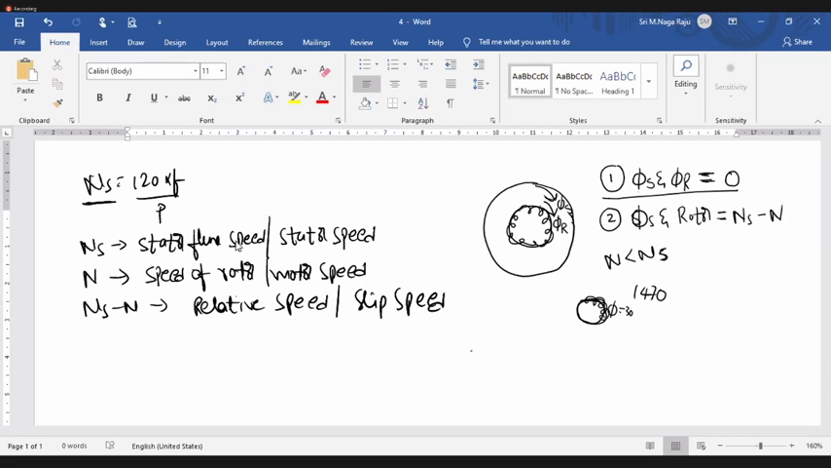To understand this concept, imagine a train moving with a speed of 80 kilometers per hour. On the top of the train, if you stand and run with a speed of 20 kilometers per hour, your speed is 20 kilometers per hour, train speed is 80 kilometers per hour. What is your speed with respect to the track now?